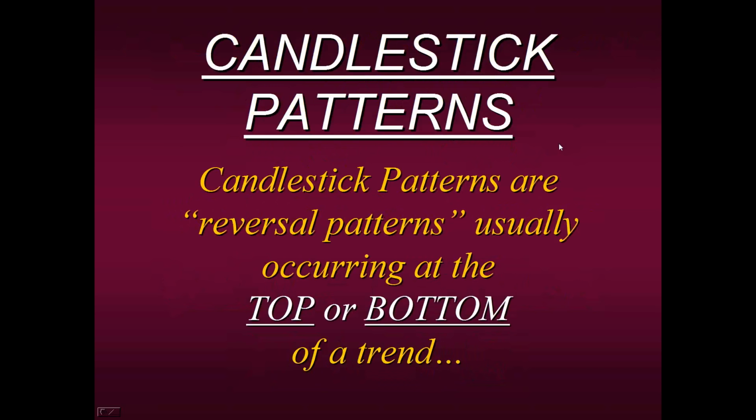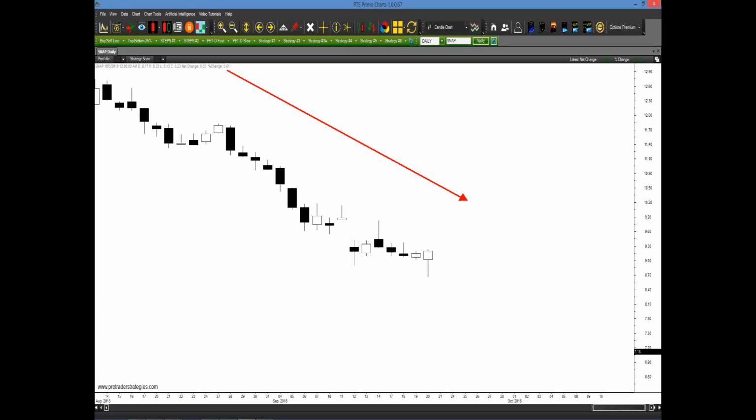First of all, let's define candlestick patterns, because this is part of the problem. Candlestick patterns are reversal patterns, usually occurring at the top or bottom of a trend. Now, this is traditional wisdom. This is a traditional definition of candle patterns, all candle patterns. Let's just look at one of the most popular. And as we can see here, this is a downtrend, obviously.